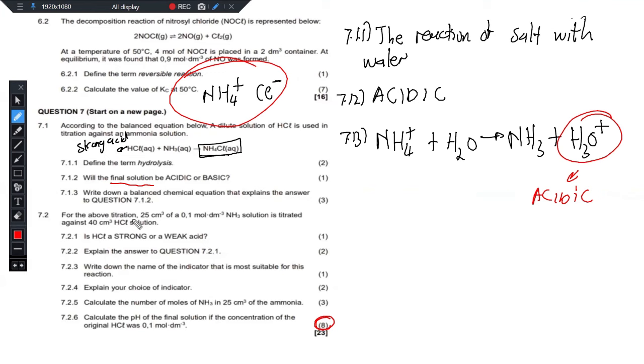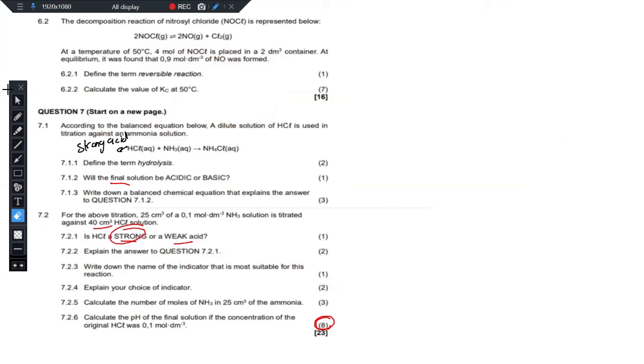Then for the above titration, 25 cm cubed of 0.1 mol per dm cubed NH3 solution is titrated against 40 cm cubed hydrochloric acid. Now, is hydrochloric acid a strong or weak acid? We mentioned it. It's a strong acid. From your notes, we already know that with HCl, you don't play. It's a strong acid. It will ionize completely. Then explain the answer to question 7.2.1. So we know it ionizes completely.